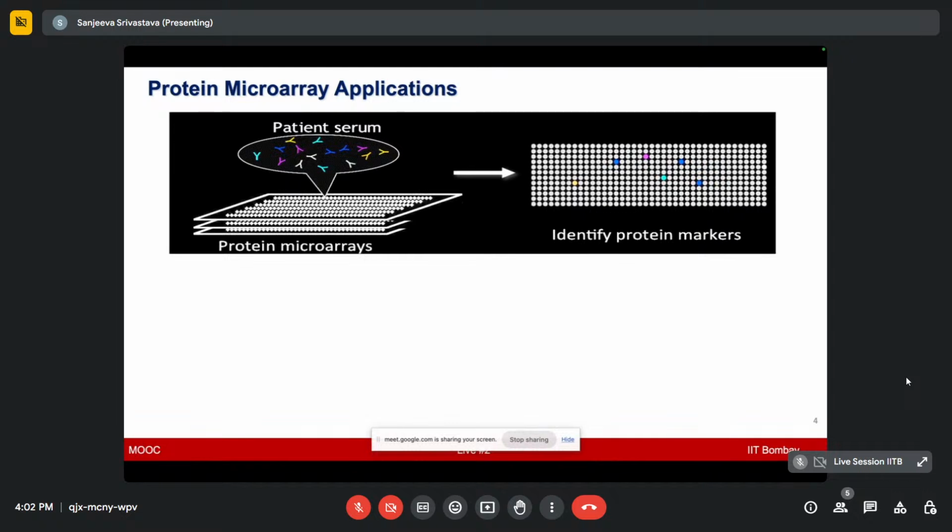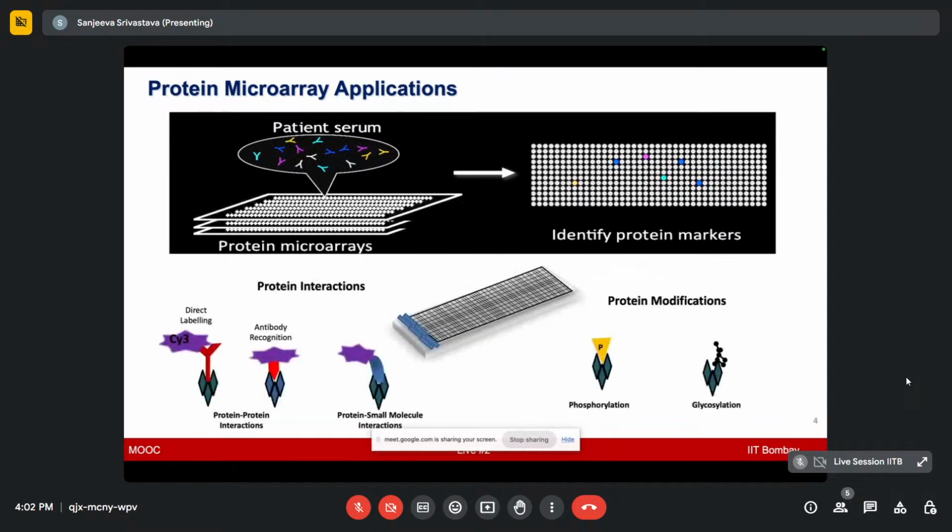These can be used for many applications. Protein microarrays and peptide microarrays are especially used for biomarker identification, which is one of the key areas. Given that these are small slides, we need only a very small volume of the patient sample. With very few microliters of serum or plasma sample in dilution, you can actually spread it over the entire chip.